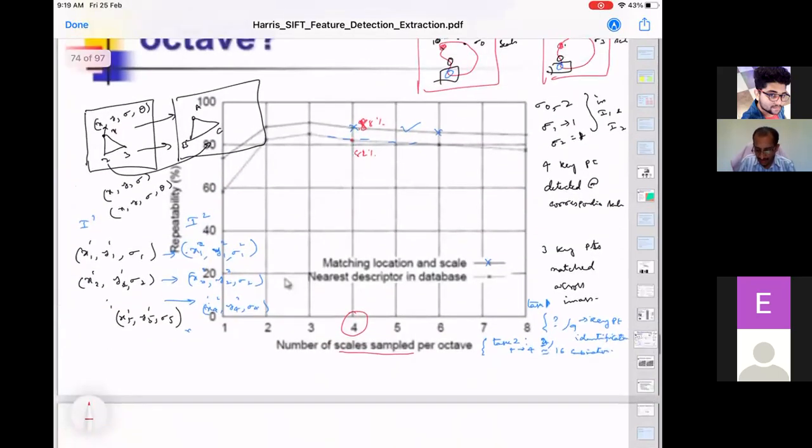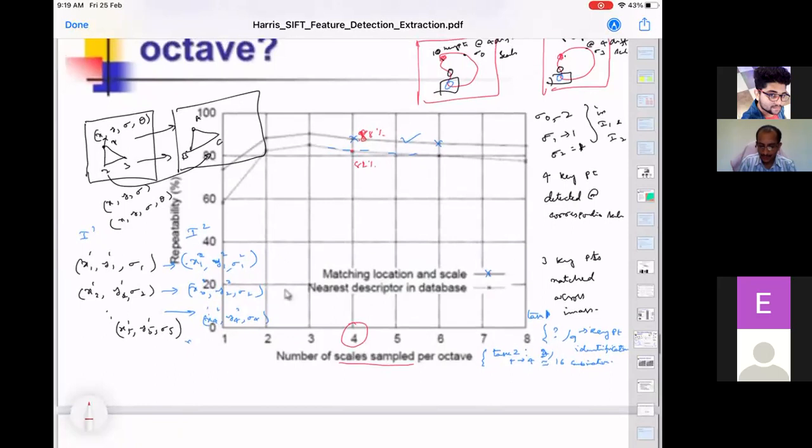Here also you can see that it varies with the different scales per octave, and based on that they want to select the number of scales per octave. How do they select? Wherever it is peak, that means the accuracy is higher, that you can select. Accuracy is higher both in terms of identifying the key points and in terms of matching the key points. So you can select ideally this one, but if you want to be a little more stable, you can also select 4. I think they have selected 4 scales per octave. If you increase the number of scales per octave, there is no improvement in the accuracy, so there is no need.